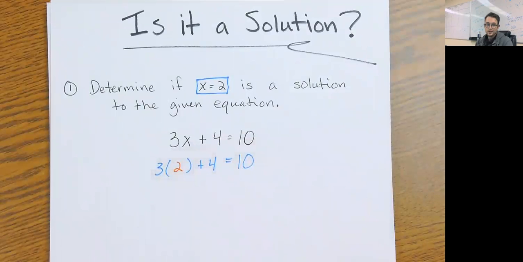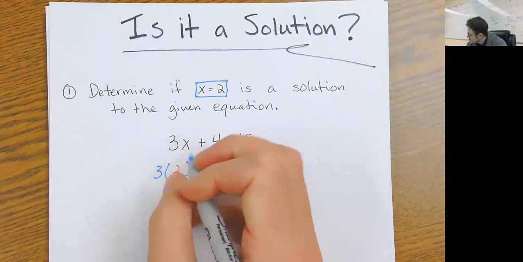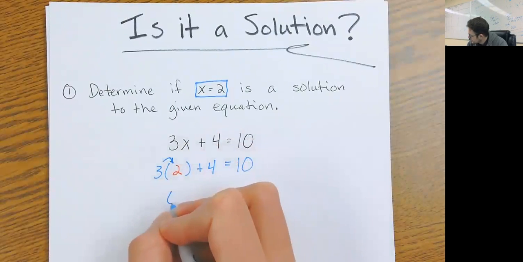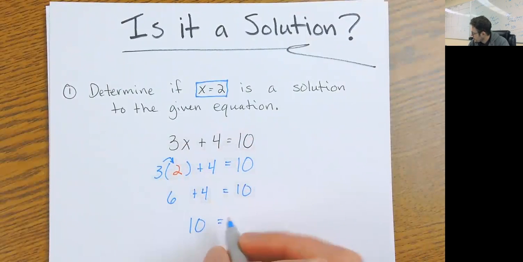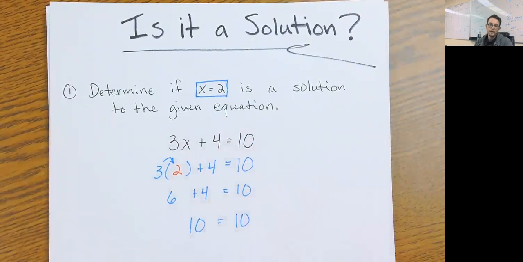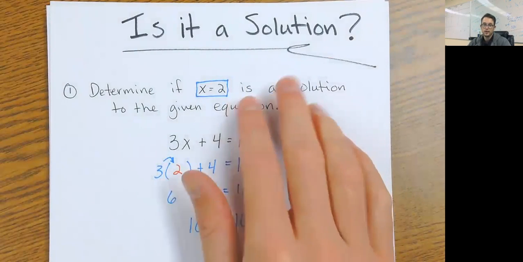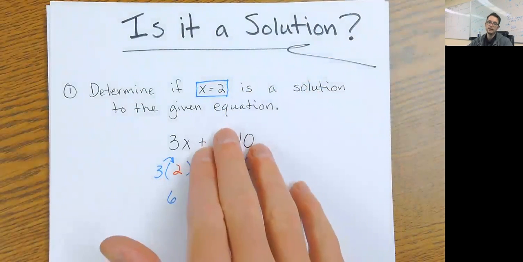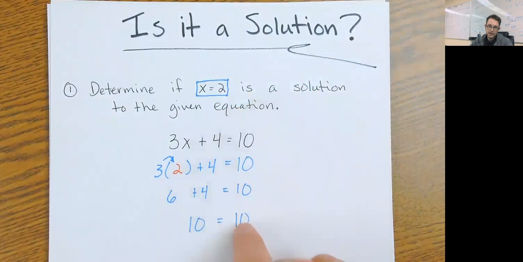Okay. Now I start simplifying the left side to see if I will get down to an equivalent statement. So 3 times 2 is 6. And then plus 4 equals 10. And 6 plus 4 is 10 equals 10. Well, is that an equivalent statement? Does 10 equal 10? I would say very strongly that 10 does equal 10. So, knowing that 10 equals 10, is x equals 2 a solution? Yes, because when I plug in 2, I get an equivalent statement. I get 10.